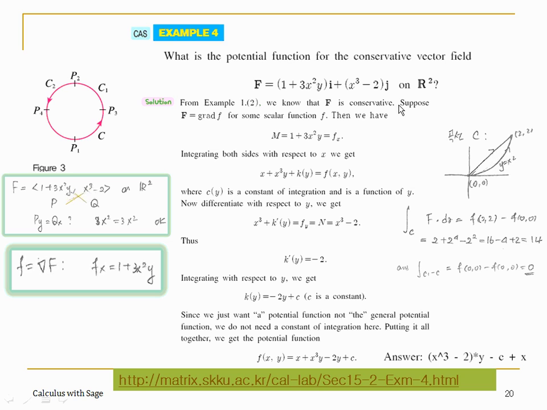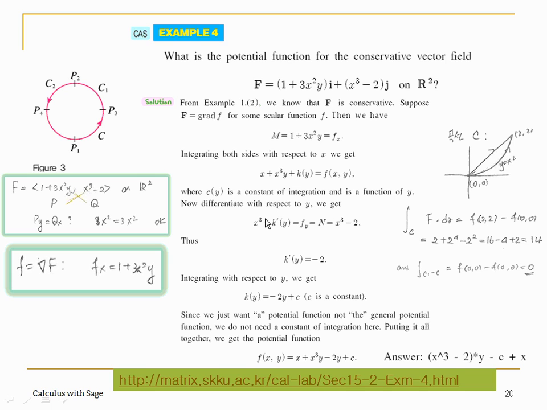Okay, we know that F is conservative. Suppose F is the gradient of f. Then from here we do the antiderivative. The partial derivative of f with respect to x was like this, so we do the integration. Then we have a constant value, and we have this. Then the partial derivative of f with respect to y was like this. So this and this should be the same.